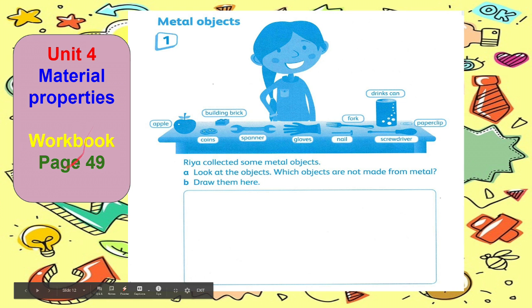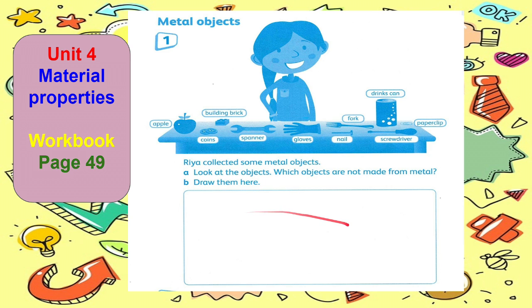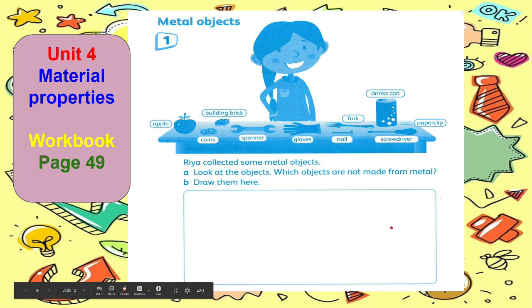In your workbook, page 49, metal objects, Ria collected some objects. Just look at the objects on the table. Which of these are not made from metal? You can see an apple, building brick, coins, spanner, gloves, nail, fork, drinks can, paper clip, and screwdriver. Now, we will sort these objects into metal and not metal. And then you will draw in this box the objects that are not made from metal.